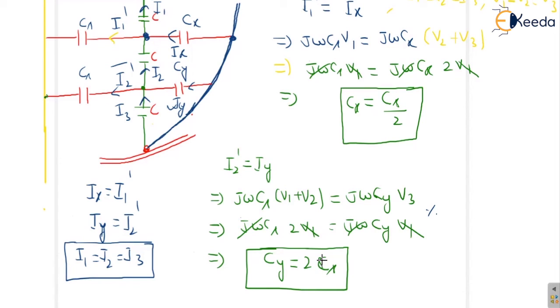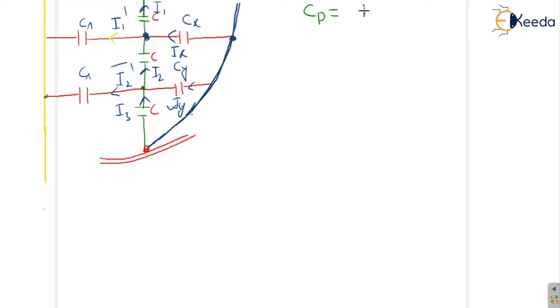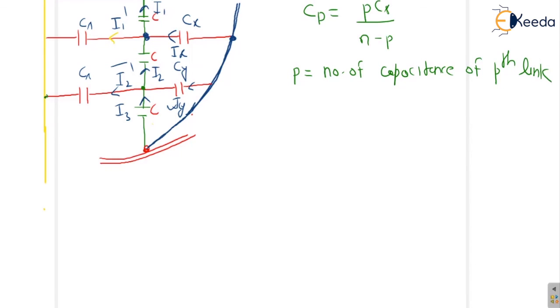So this has one general formula. Now I am going to write the general formula, and then verify whether it is correct or not. Cp is equal to P × Cs upon (N minus P). Here P is the number of the pth link, the capacitance of the pth link. Counting will be from above. I am writing this for reference: counting will be from above.